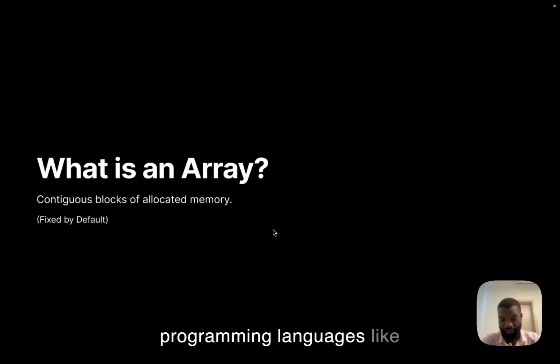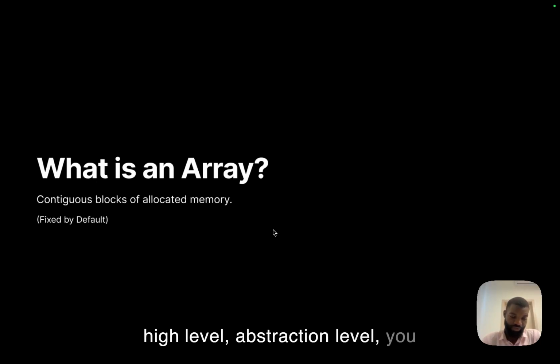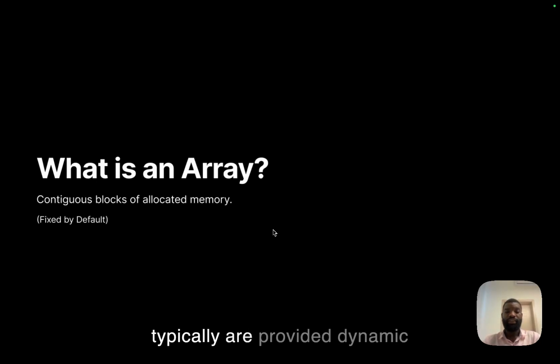Now, in some modern programming languages like JavaScript and Python, on a high level abstraction, you typically are provided dynamic arrays by default. And in languages such as C++ and Java, you have vectors and array lists to simulate dynamic arrays. But on a low level, all arrays are fixed by default.